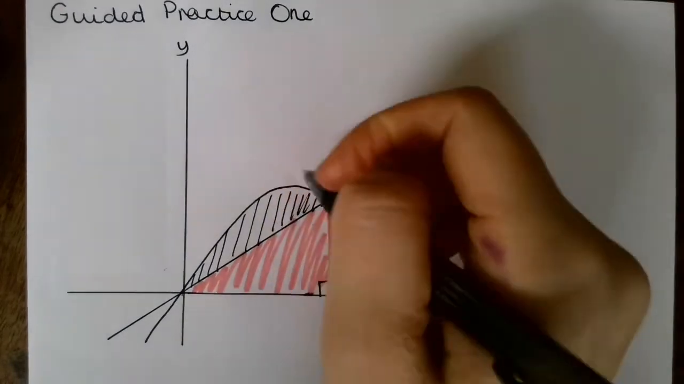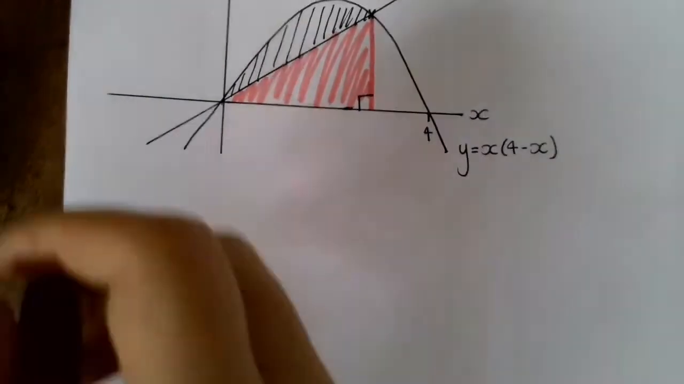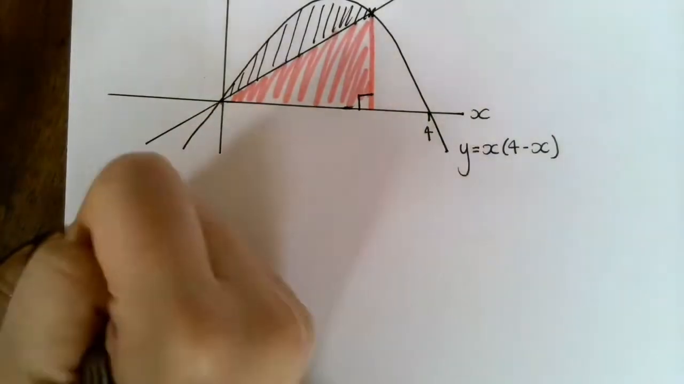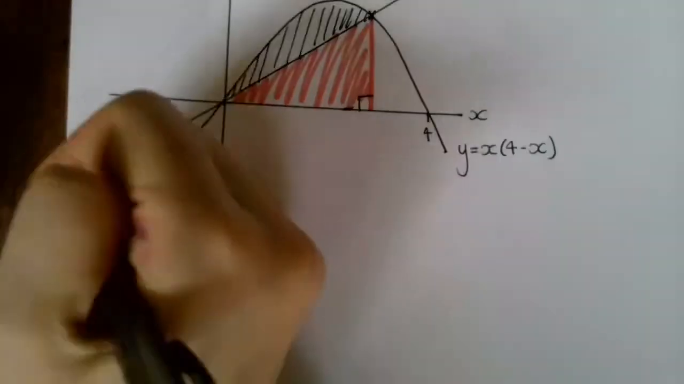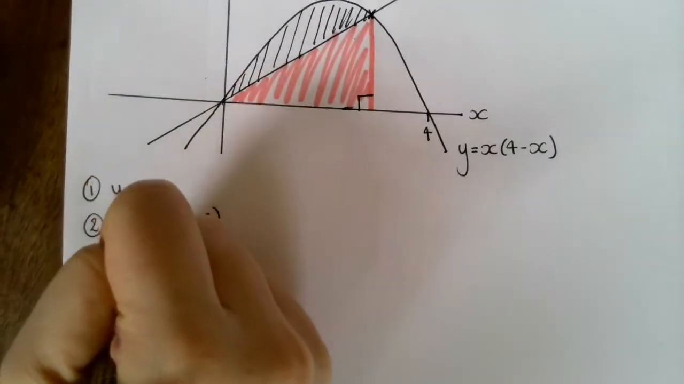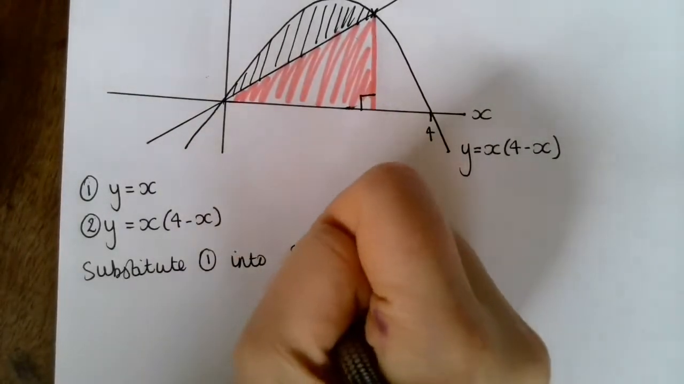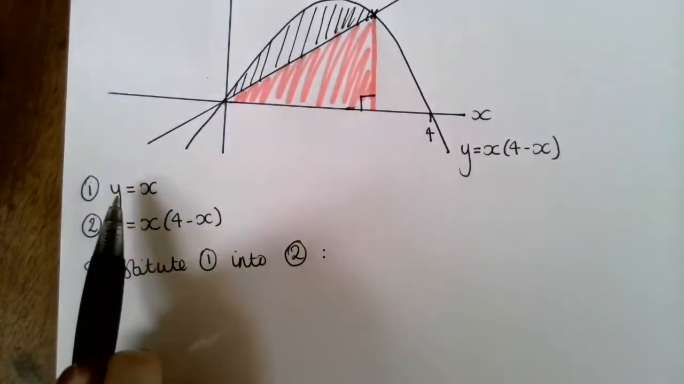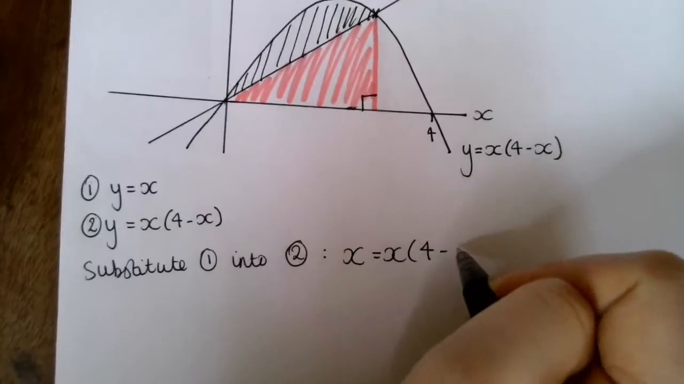So in order to do this, we need to find out what the x value is at the point where those two lines intersect. So we're going to solve the simultaneous equations where y equals x and y equals x(4 minus x). If I call that equation 1 and this equation 2, I'm going to substitute equation 1 into equation 2. So I'm just replacing y with x. And I get that x equals x multiplied by 4 minus x.